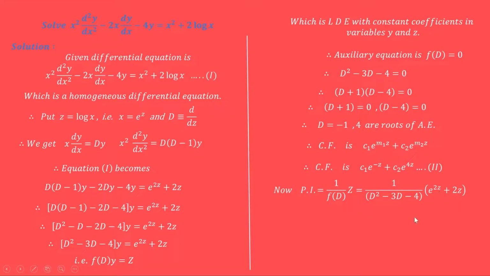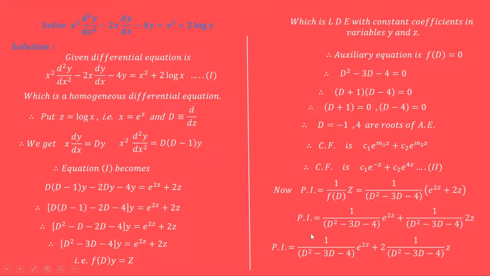So separate this. This is equal to 1 upon D squared minus 3D minus 4 into e raised to 2z, plus 1 upon D squared minus 3D minus 4 into 2z. Here 1 upon D squared minus 3D minus 4 is the operator, and it represents the integration. As 2 is a constant, you can take that 2 outside of the operator.